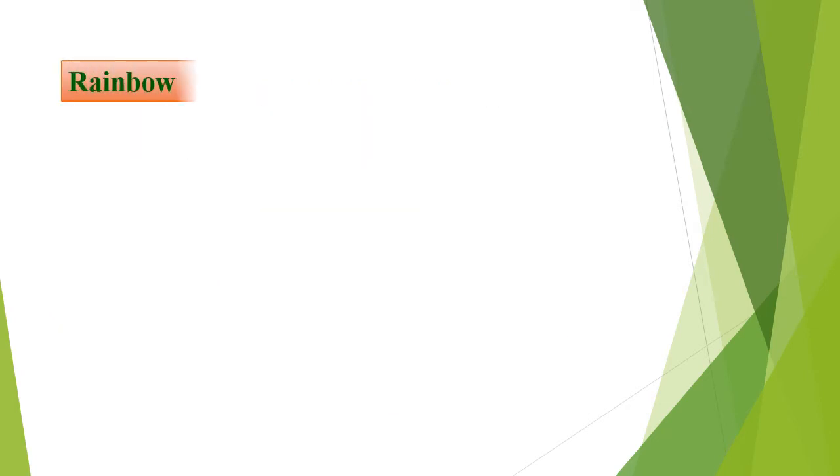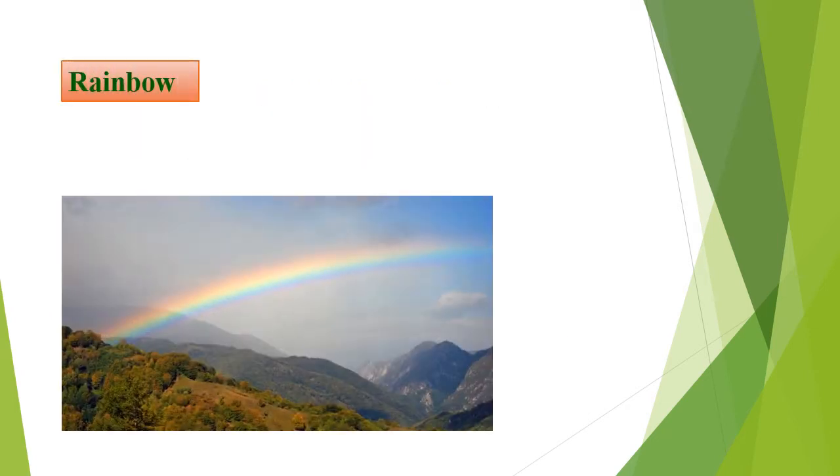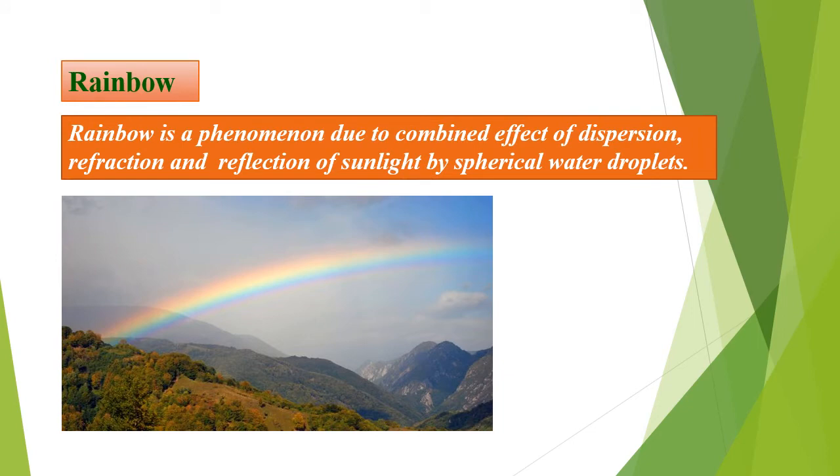Rainbow. What is a rainbow? You might have seen this beautiful sight in nature. It shows a rainbow, right? So what is a rainbow and how does it form? A rainbow is a phenomenon due to the combined effect of dispersion. Color splitting is because of dispersion, and to see it, two other processes take place, which are reflection and refraction. So the combined effect of dispersion, refraction and reflection of sunlight by spherical water droplets is known as a rainbow.